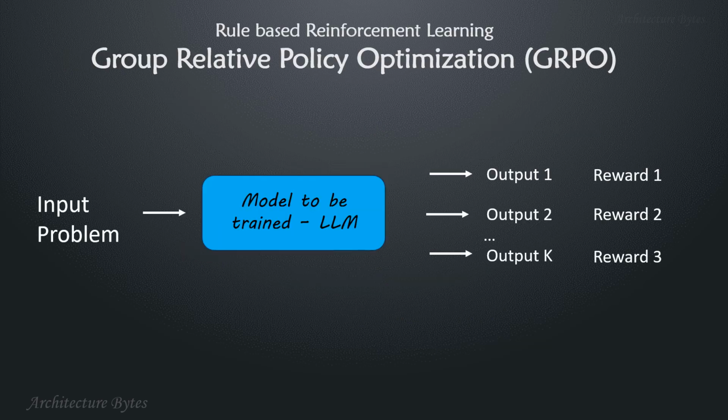Unlike neural reward models, this rule-based system simplifies training and reduces costs. However, it introduces some challenges such as reward hacking, where the model finds unintended ways to maximize rewards.